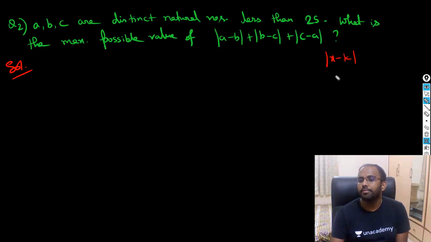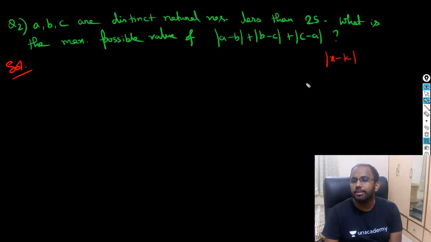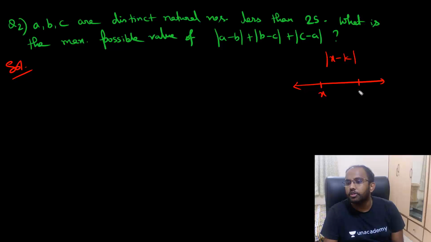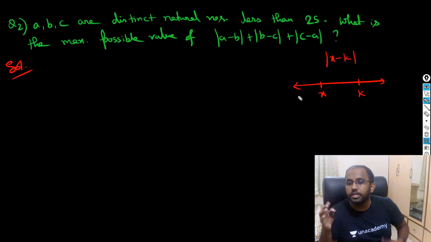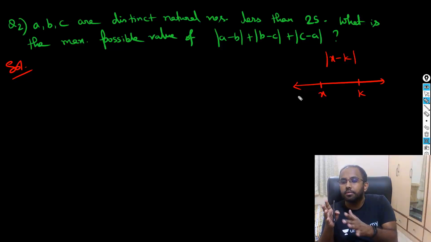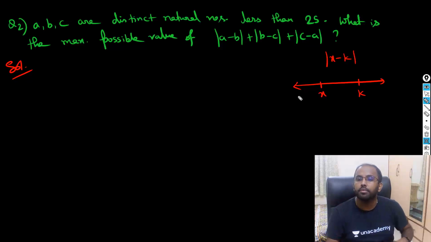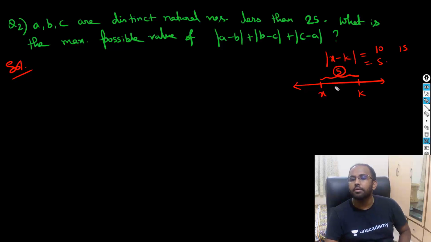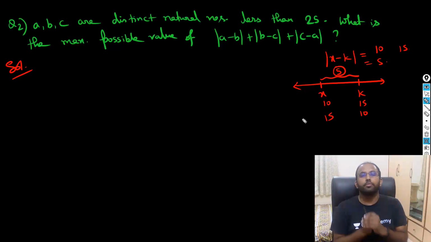So mod of x minus k basically means the distance between 2 points on the number line. For example, if this is x and this is k, mod of x minus k is the distance between x and k, irrespective of the sign of x and k, that is, whichever is left or right on the number line. For example, if x is 10 and k is 15, the mod of x minus k is equal to 5. That means a distance of 5 units. It doesn't matter whether you go from 10 to 15 or 15 to 10.